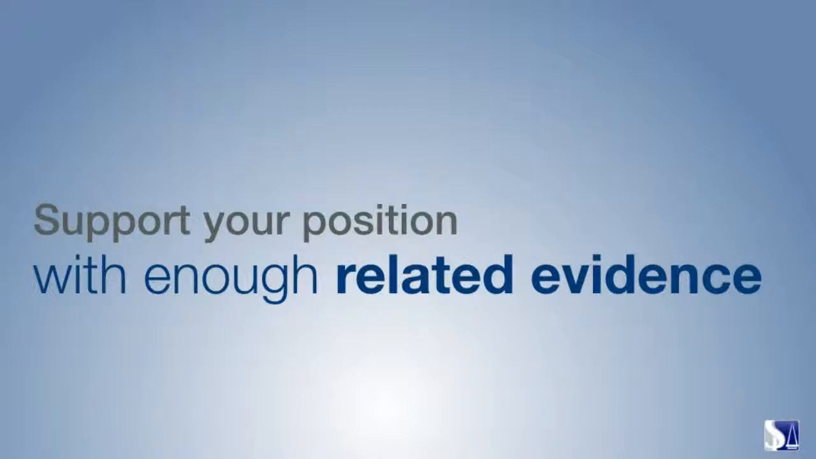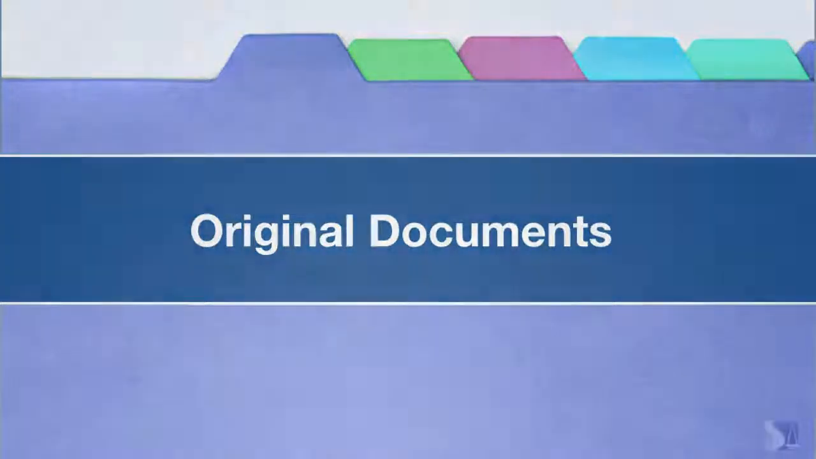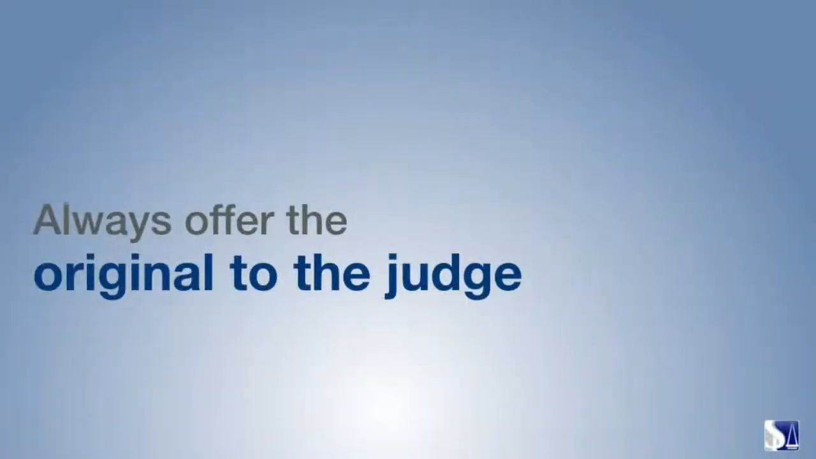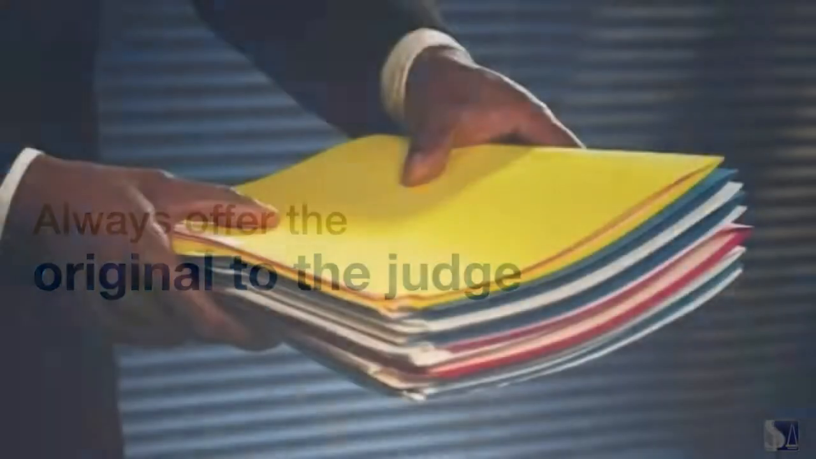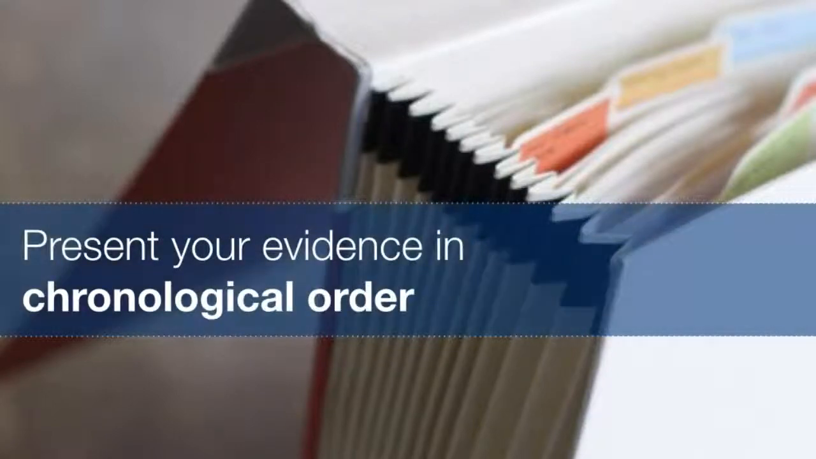The next detail to be concerned with is presenting evidence. This will include original documents. When you refer to a document in your testimony, police report, medical record, etc., always offer the original to the judge. Be sure it's not covered by plastic or laminated. It's also a good idea to offer a copy to the defendant. The judge will probably ask if the defendant has seen the document anyway, so offering it will make a good impression on the court. With few exceptions, you should present each piece of evidence to the court in chronological order.